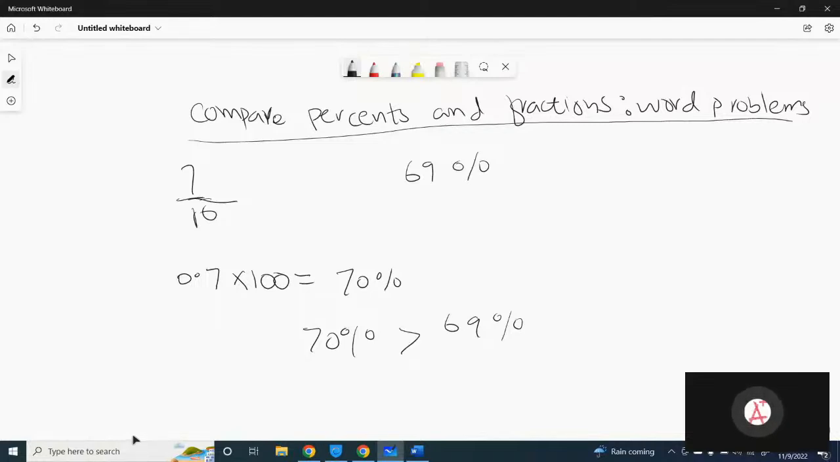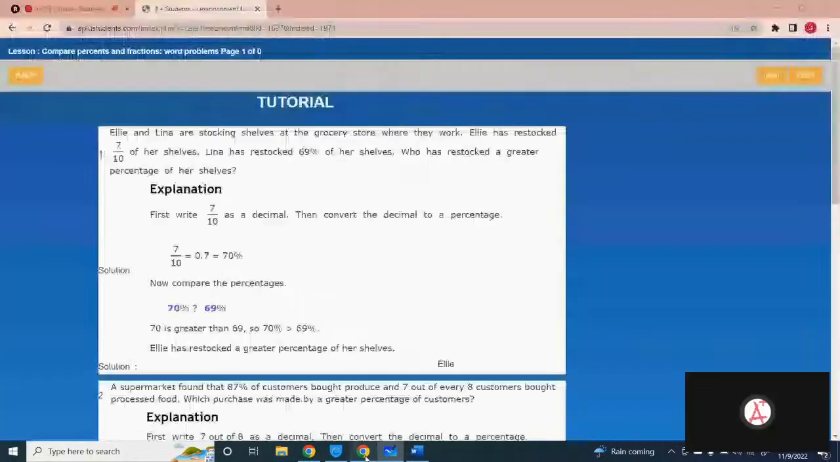Got it? So the correct option is, the question is who has restocked a greater percentage. That means Ellie has the greater percent. Got it? Because Ellie has 70% and Lena has 69%. Got it?